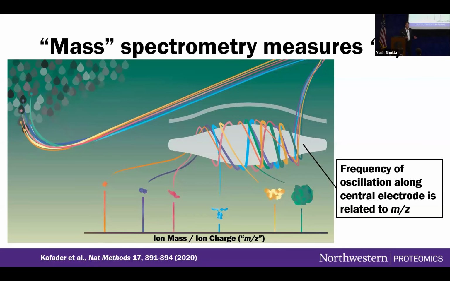Before I jump into applications, I'd first like to talk about the underlying technology that allows these measurements to take place. As we all know, mass spectrometry doesn't actually measure the mass of our molecules, right? It measures the mass to charge ratio. When we think of an Orbitrap analyzer, as an ion oscillates around the central electrode, the frequency through a Fourier transform is related to the mass to charge ratio.